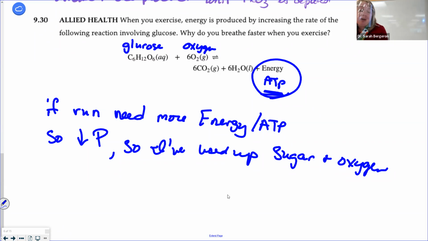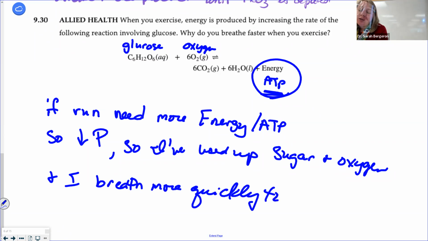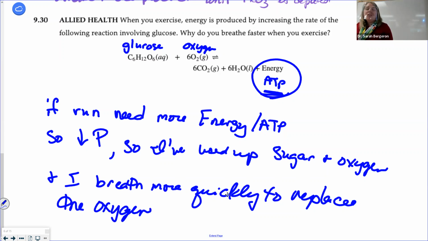So I've used up sugar and oxygen and I breathe more quickly to replace the oxygen. Because theoretically, you're going to use up your oxygen before you use up your glucose. But if you end up using up all your glucose, you will pass out. You know, it's like people who don't eat and then they go exercise. You're going to pass out. Don't do that. Okay.